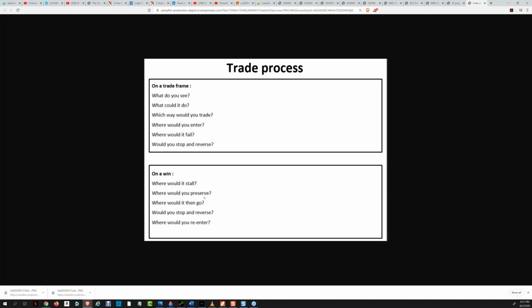If it got to the point of stalling, but then didn't fail, where could it go next? So what's the objective after the 2R? Would you stop and reverse in this trade? And if so, why and where and how, and what would be your target? And if you stopped, but then it reversed again back in your direction, where would you re-enter and how would you rehearse that? What would be the triggers?